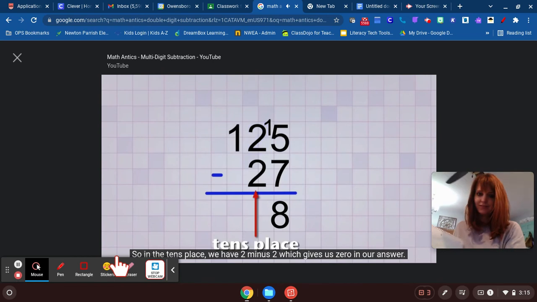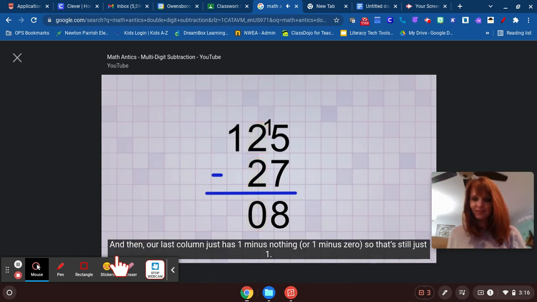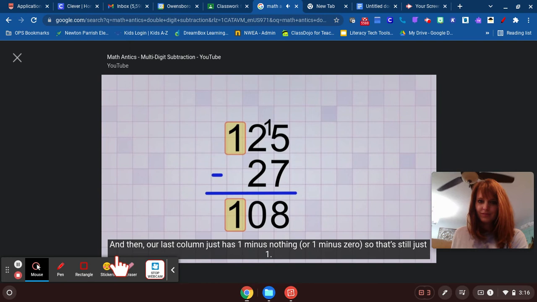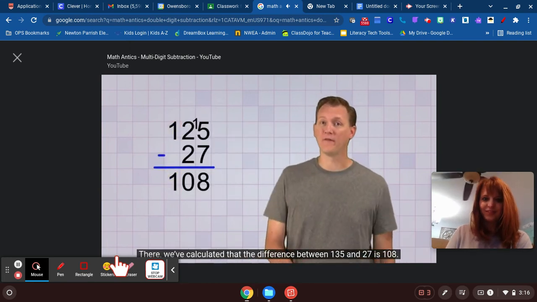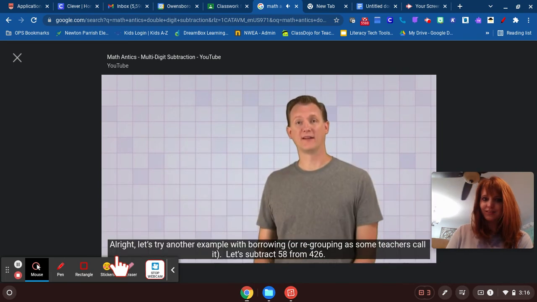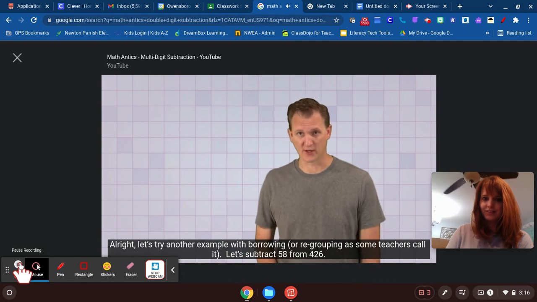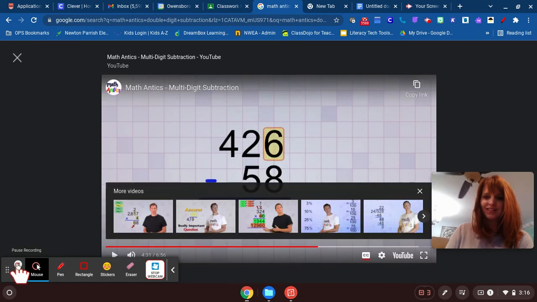So in the tens place, we have 2 minus 2, which gives us 0 in our answer. And then our last column just has 1 minus nothing, or 1 minus 0, so that's still just 1. There, we've calculated that the difference between 135 and 27 is 108. All right, let's try another example with borrowing, or regrouping as some teachers call it. Let's subtract 58 from 426.